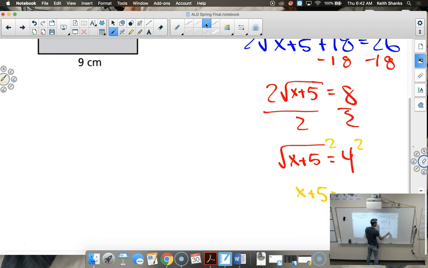I just erased my work. And my battery. All right, equals 16. And I would then subtract 5 from both sides. And x equals 11. Okay. Again, you can plug that back in and double check that it works to find the perimeter of 26, which it should.